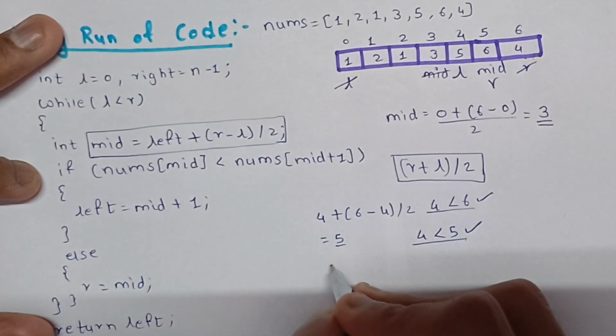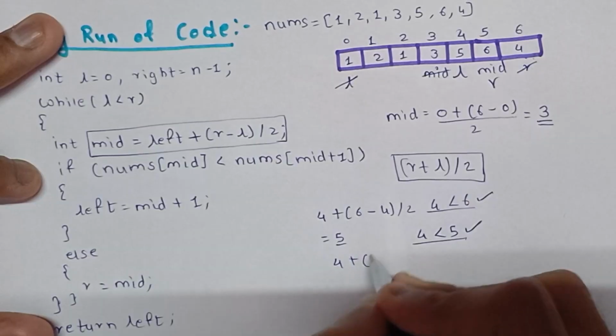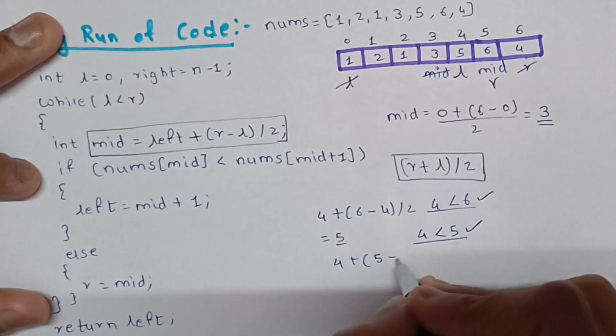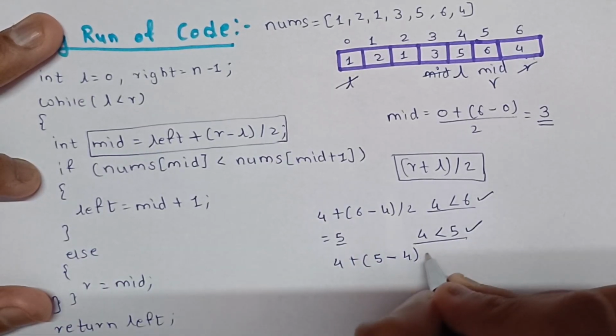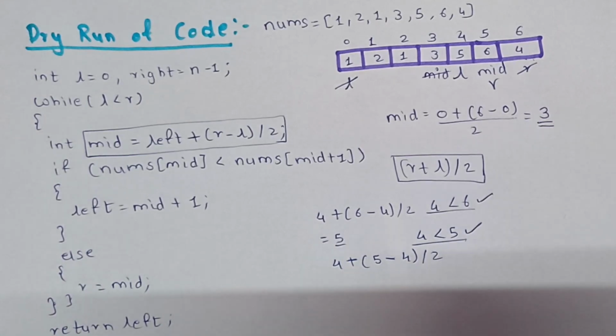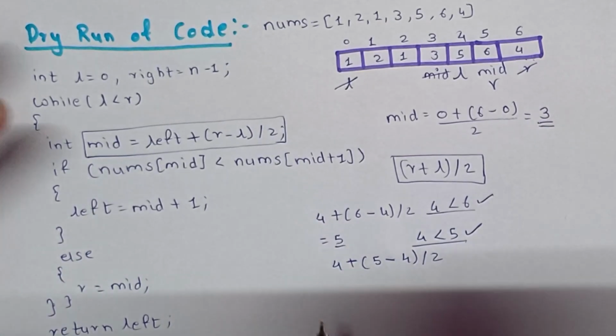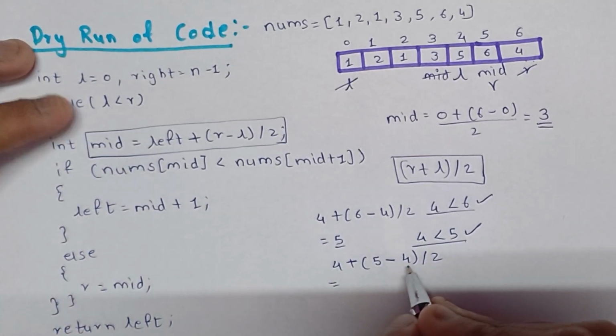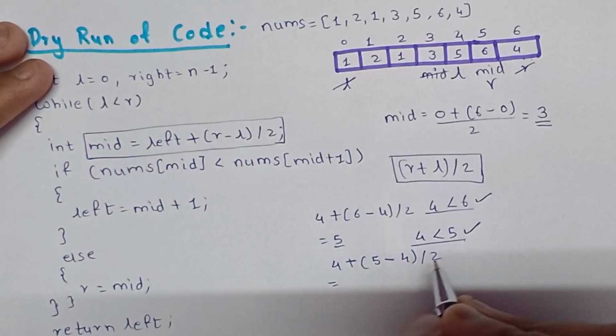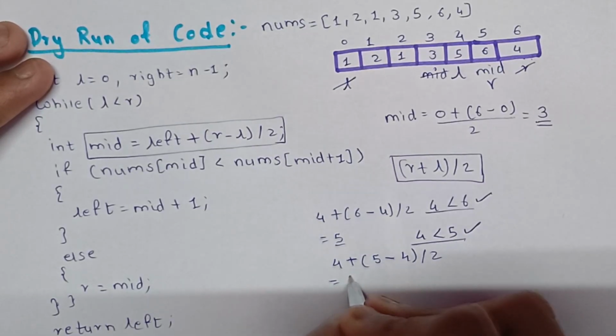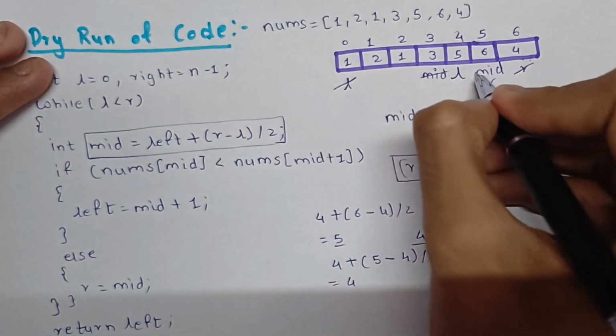The left pointer is 4 and the right pointer is 5, so 5 minus 4 is 1, 1 divided by 2 is 0. So 4 plus 0 is 4. Now mid is 4, and mid will become here.